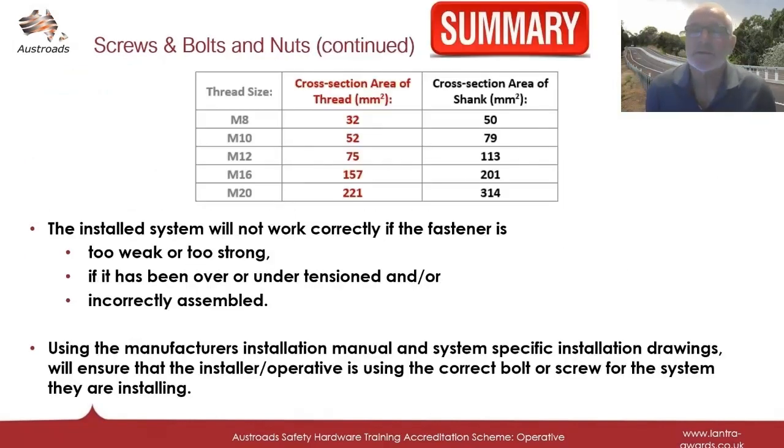Continue on with the summaries. As you can see from the table, the cross section area of the thread is a lot less than the cross section area of the shank of a bolt. The installed system will not work correctly if the fastener is too weak or too strong, if it has been over or under tension and/or incorrectly assembled. Using the manufacturer's installation manual and system specification installation drawings will ensure that the installer/operative is using the correct bolt or screw for the system they are installing.